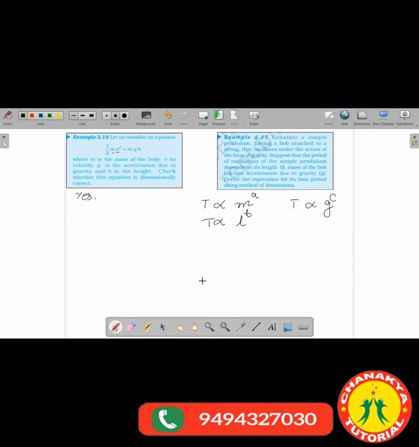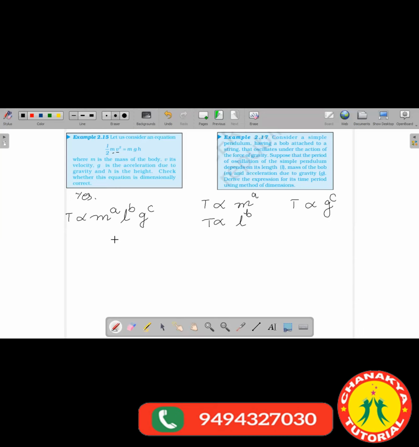Yes, sir. Okay. Now we can combine all the factors and write together T being proportional to M to the power A, L to the power B, and G to the power C. So in this way we can write K multiplied by M to the power A multiplied by L to the power B, yes, that's correct, Shreyasi.